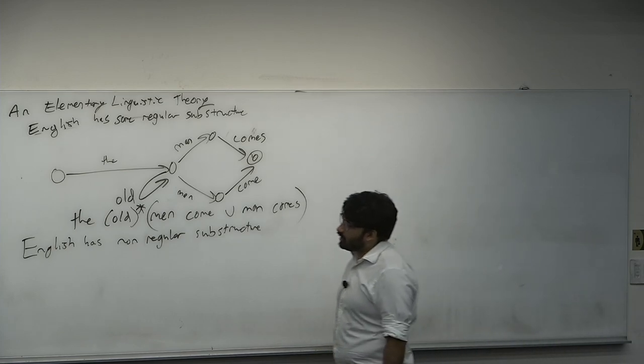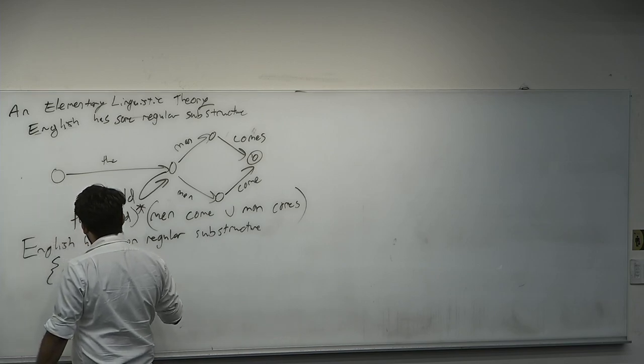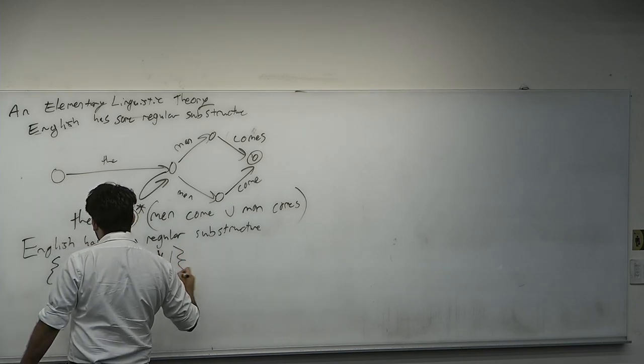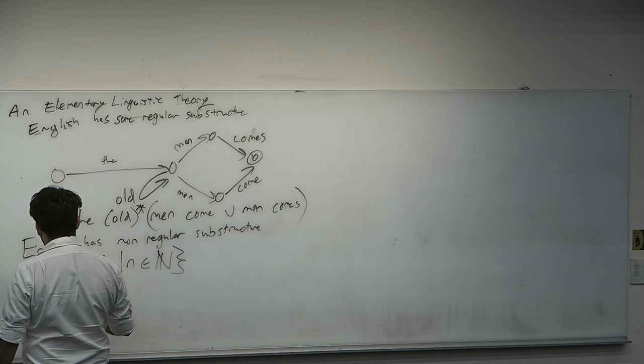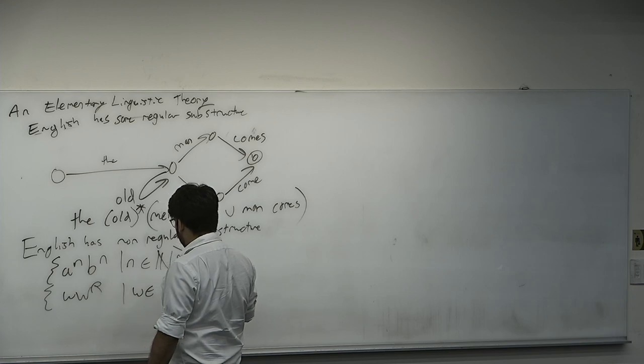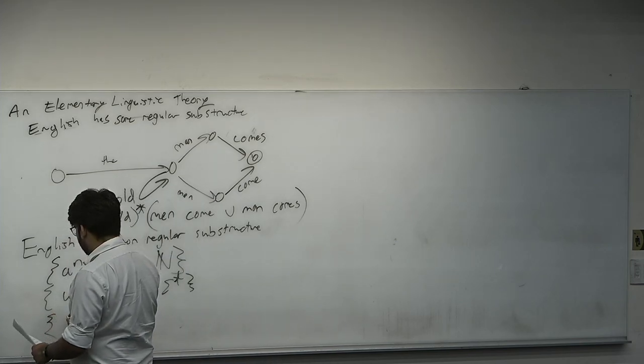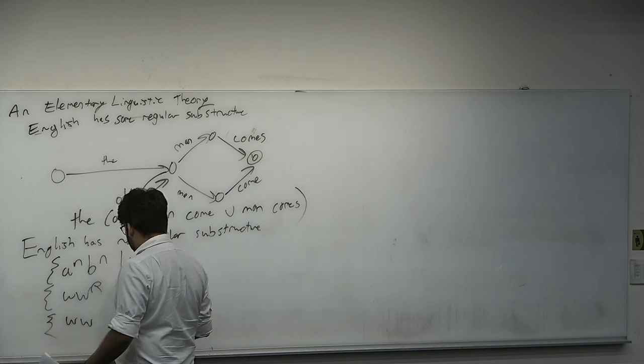Now recall the three canonical non-regular languages. We have A to the N, B to the N, where N is a number. We have WW^R, where W is in sigma star, and we have WW, where W is in sigma star, right?